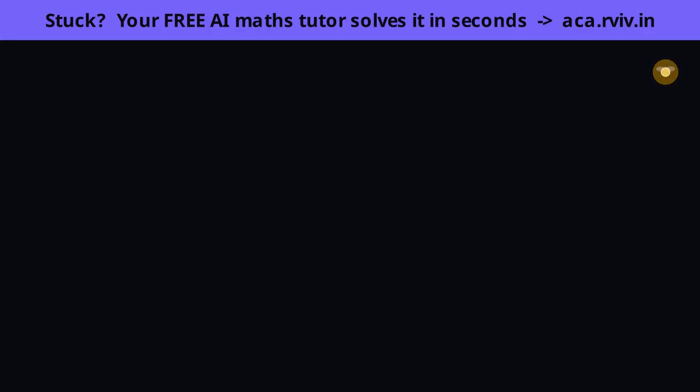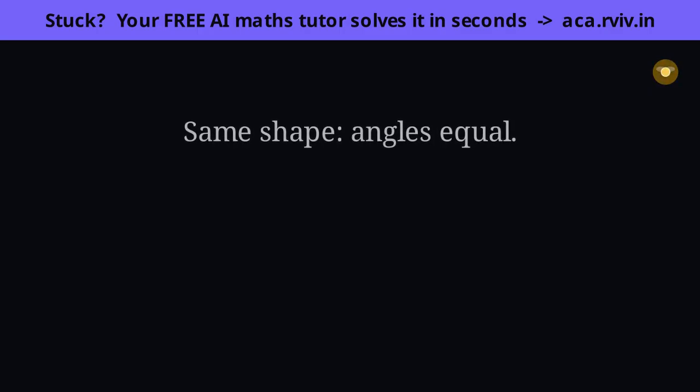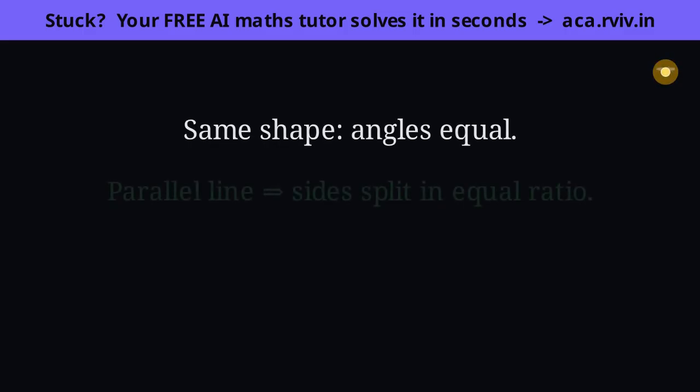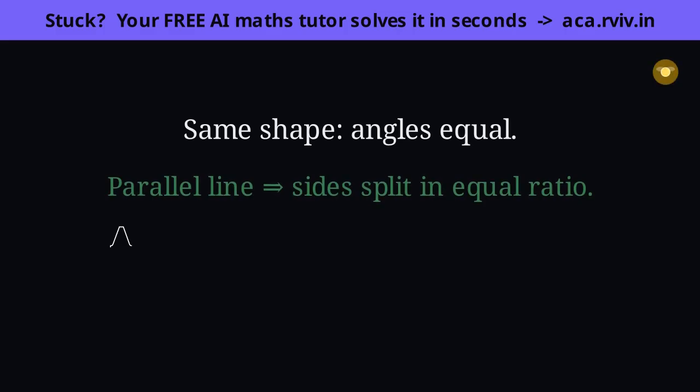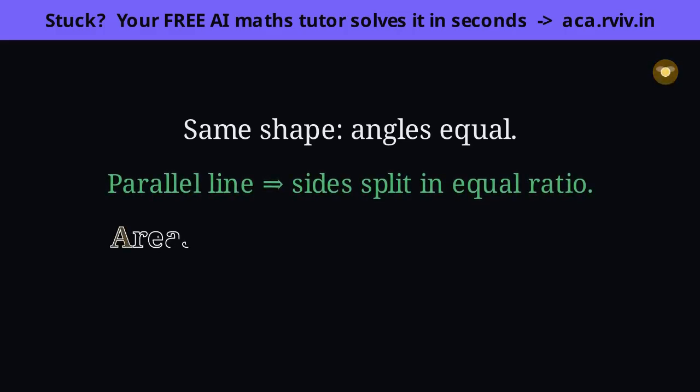So let's gather the heart of the chapter. First, similar triangles are the same shape with equal angles and sides in one common ratio. Second, a line parallel to one side splits the other two in equal ratio. That's Thales, and it's really just the scaling idea seen from the inside. Third, area scales as the ratio squared, because area is two-dimensional.